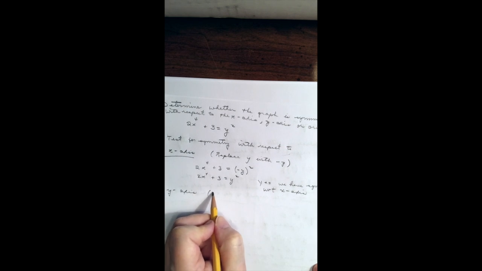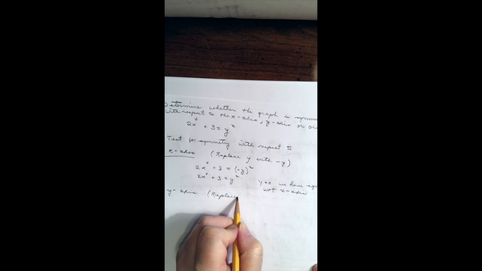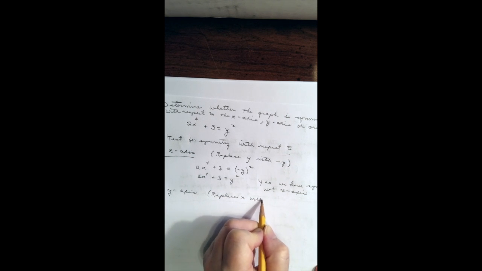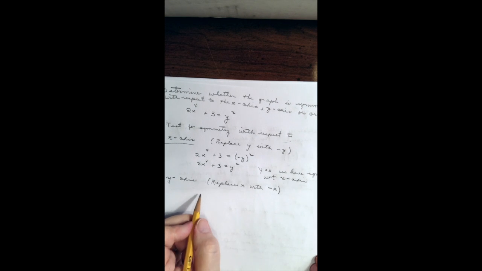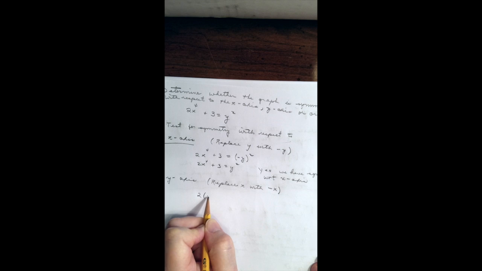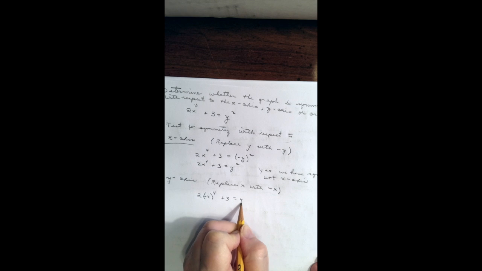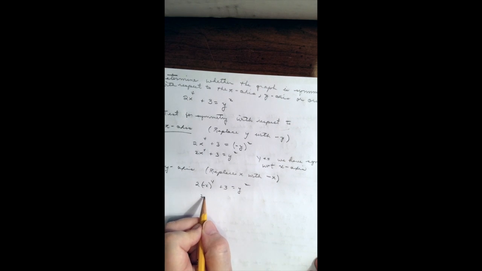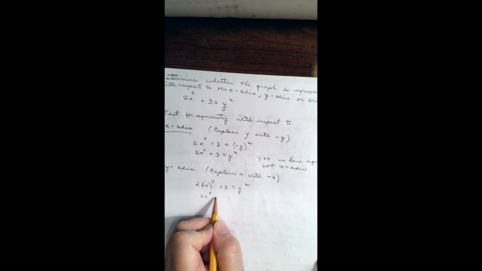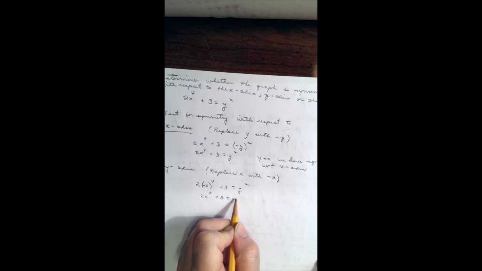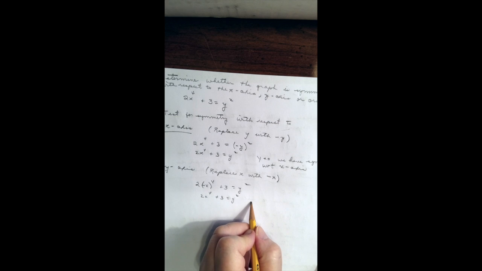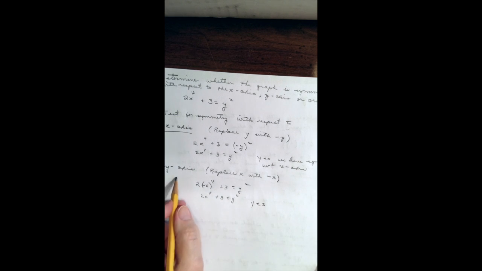And then let's test for the y-axis. So we'll replace x with negative x, and we get 2 negative x to the fourth plus 3 equals y squared, and that simplifies to 2x to the fourth plus 3 equals y squared. And so, yes, we have symmetry with respect to the y-axis.